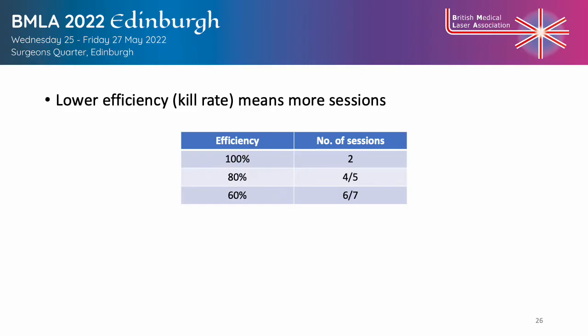So the efficiency or the kill rate is what determines how many sessions here, assuming that you're carrying out the treatment correctly in the first place, of course. So with 100% efficiency, you could theoretically kill all the follicles in just 2 sessions. With an 80% efficiency, that jumps up to between 4 and 5 sessions, and with a 60% efficiency, that goes up even higher to between 6 and 7 sessions. So knowing that, what are the optimum intervals between these treatment sessions?